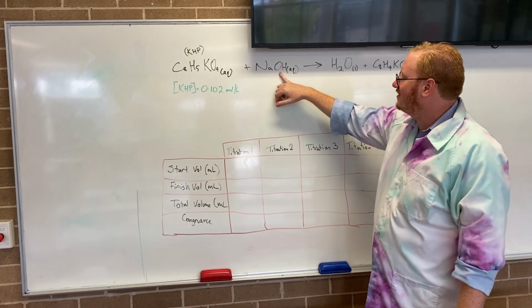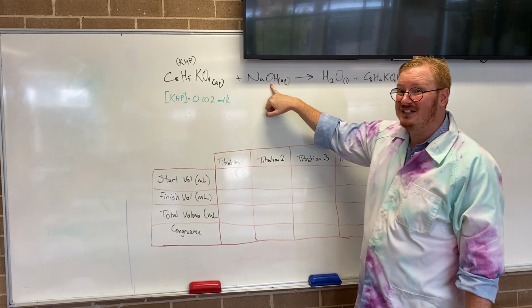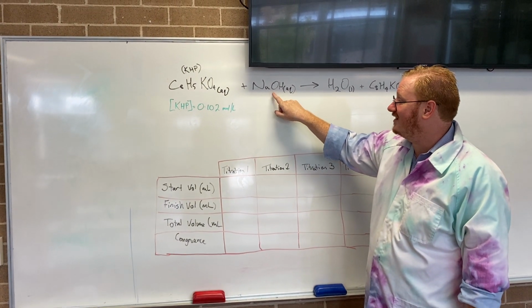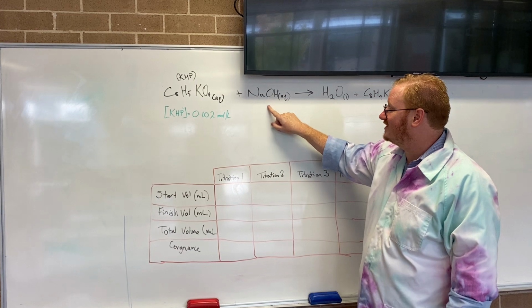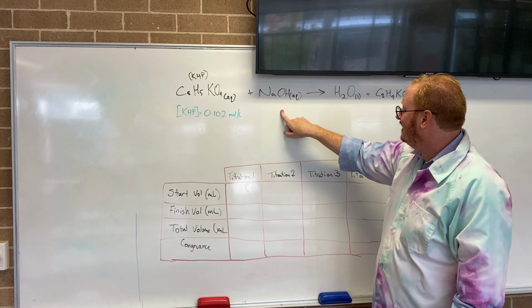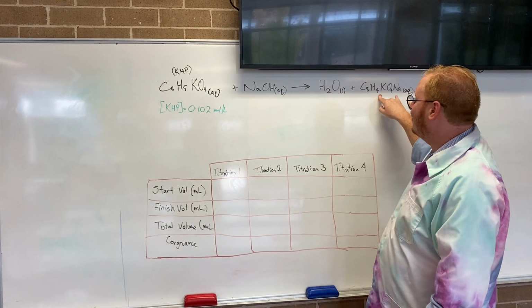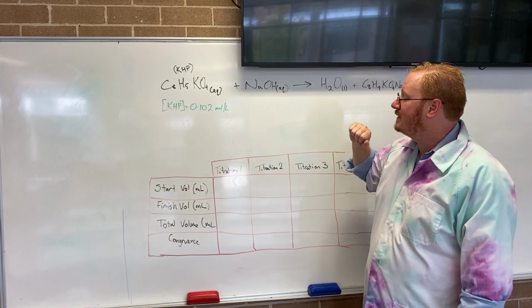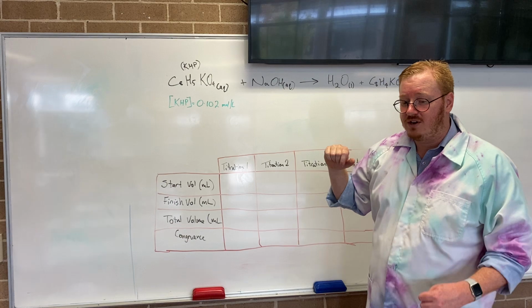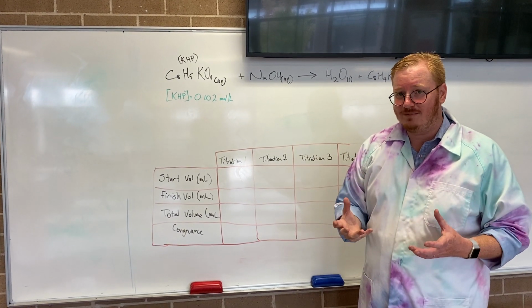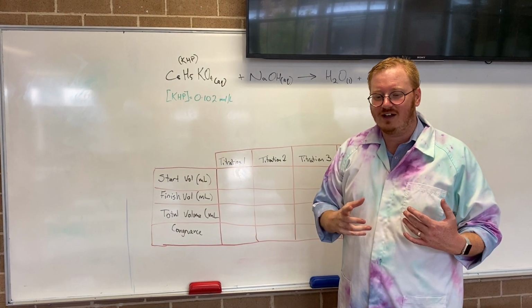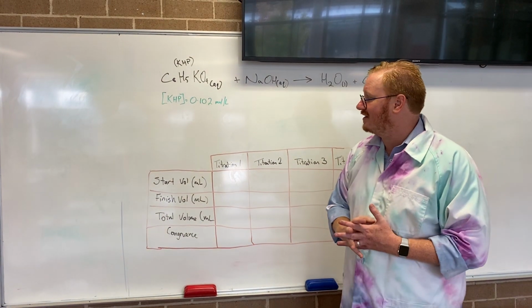We're reacting it with sodium hydroxide, which we don't know the concentration of. This is our unknown that we're trying to determine the concentration of to 3 significant figures. And it's a neutralization reaction, so we're producing water and then the conjugate base with that acid. So we need to talk about how we're going to set up this titration and how we're going to prepare the glassware as we're going through.